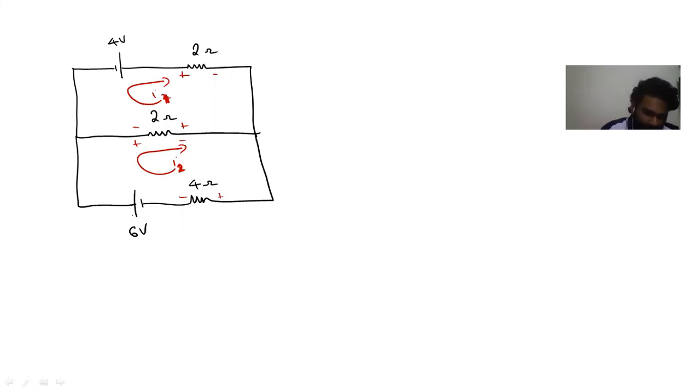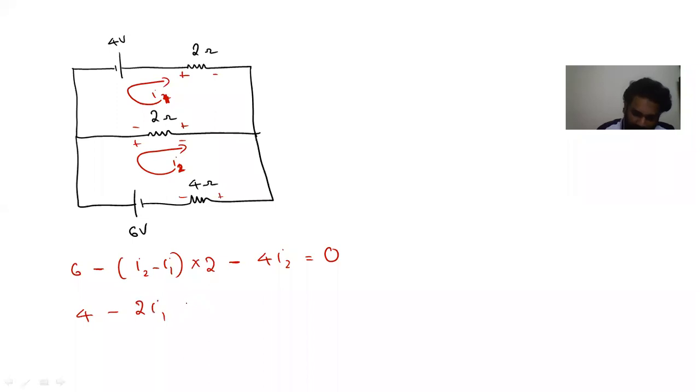If we take this loop, let us take 6 minus (I2 minus I1) into 2. This is the voltage drop across here, minus of 4 I2 is equal to 0. Second loop, if we consider, this is going to be 4 minus 2 I1 and minus of (I1 minus I2) into 2. This is equal to 0. So we got two equations. If we solve these two equations, we will be getting the answers.